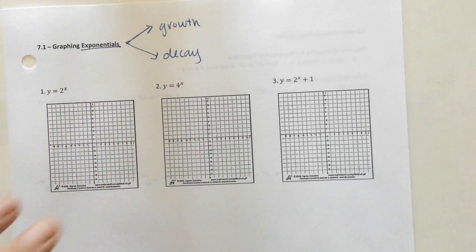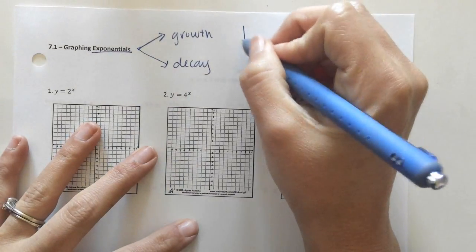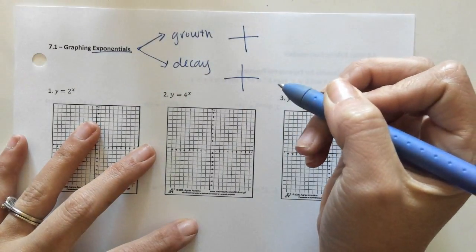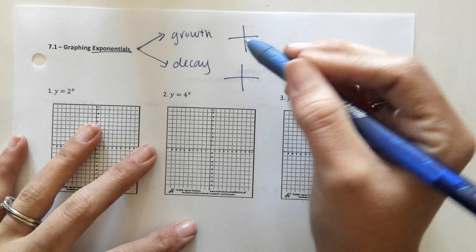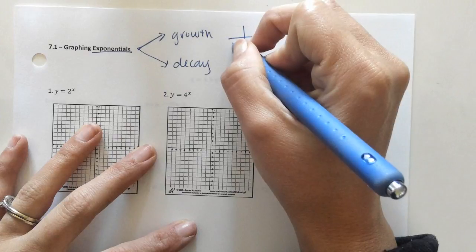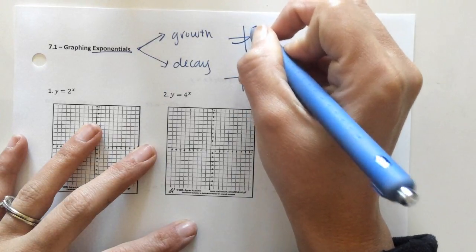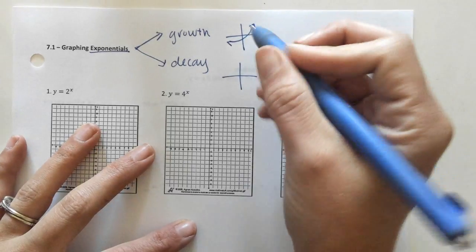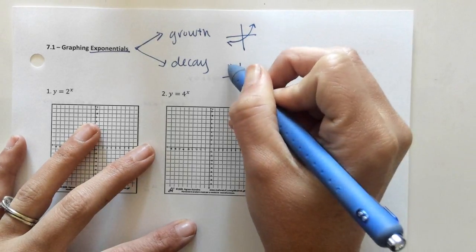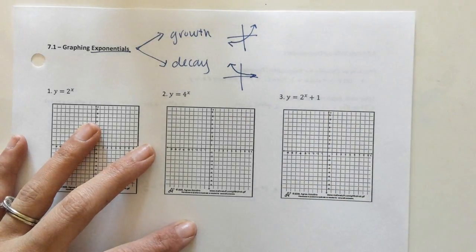Alright, how do you read things? Good, same thing as a graph. You read a graph left to right. So growth means you're doing what? What does growth mean? Going up. Good. So from left to right, an exponential growth function will look like this. It's increasing as you read left to right. And decay is going to be the opposite. It's decreasing as you go from left to right.